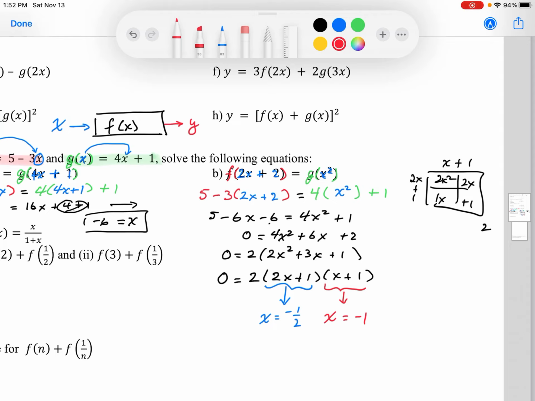Now in grade 10, really you're only responsible to be able to get it to this point. We don't need to actually solve this yet.